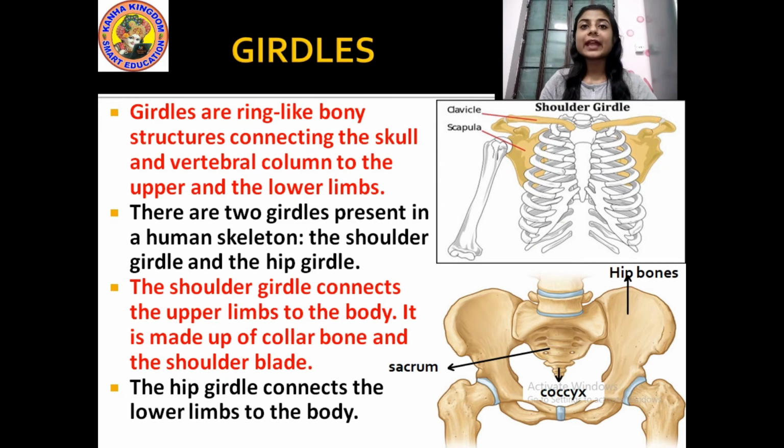The hip girdle connects the lower limb to the hip, or the body, to your upper body. This lower girdle connects your legs and your upper body together, and it gives a framework, a whole structure of the body. Understood? So now let us move to the next topic.